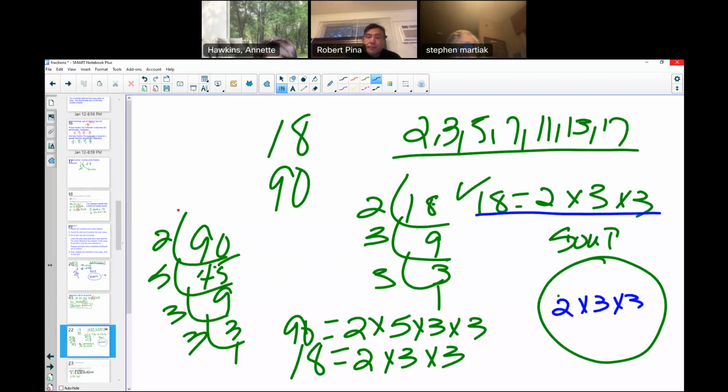I've dumped that in. Now let's go to 90. 90 needs a 2. I have a 2. 90 needs a 5. I don't have a 5. 90 needs 2 3s. I got 2 3s. So I don't dump anything in there. It needs 2 3s. I have 2 3s. It needs 1 2. I have a 2. It needs a 5. I don't have a 5.